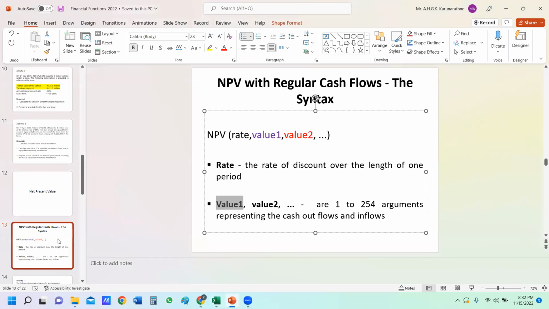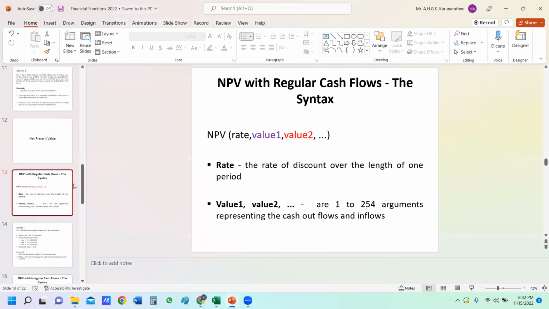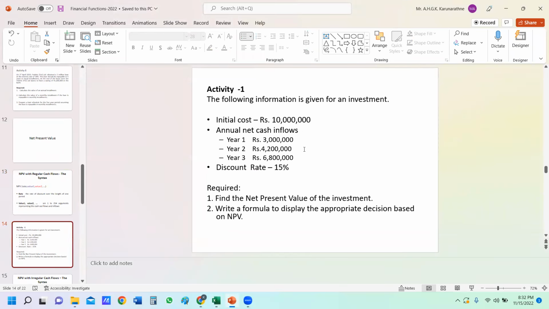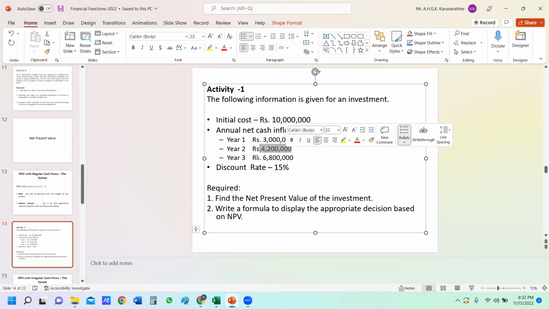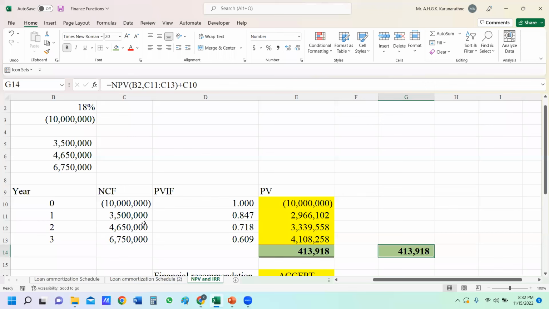Okay, we will have a look at an activity. Here's a simple activity. The following information is given for an investment. Initial cost 10 million, discount rate 15%, cash flows 3,000, 4,200, 6,800. Almost a similar one, so I don't need to discuss it again.